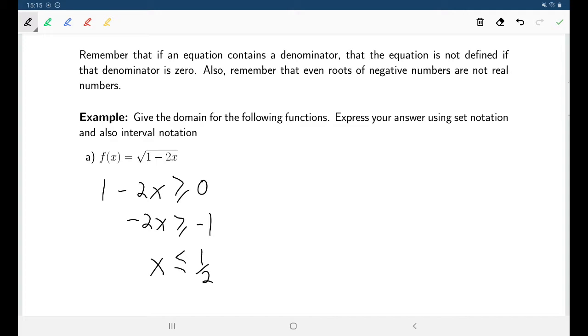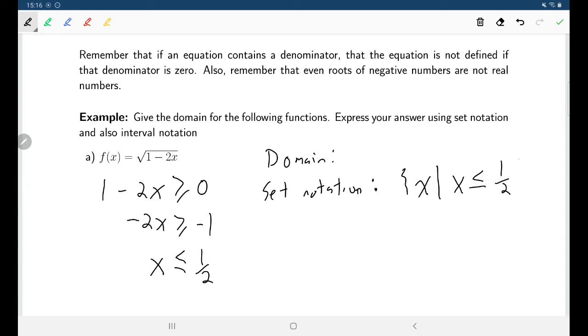Now here I want us to express our answers two ways, one using set notation and one using interval notation. And depending on the kind of domain that you're talking about, one might be easier to use than the other. It's nice to be familiar with how to do both. So here I'm going to do it with both, but you'll see that for giving our domain in set notation, you would specify that the domain is the set of all x's such that, or with the property that, x is less than or equal to 1/2.